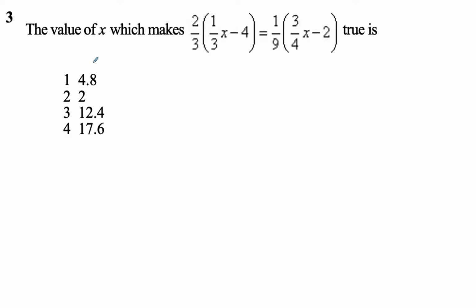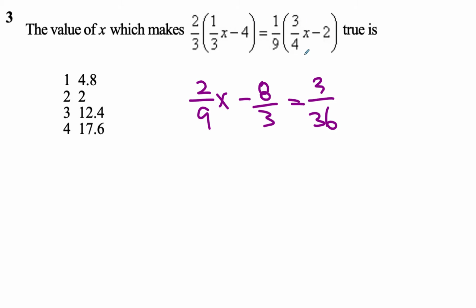Number 3. Now in this case, once again, let me try to multiply everything out first. So we get 2 over 9x minus 2 times 4, which becomes 8 over 3, equals 3 over 36. 9 times 4 is 36. And then 1/9 times negative 2 becomes what? Negative 2 over 9. Now when you look at this question, same thing as before, I'm going to multiply everything by the common denominator. What is my common denominator?